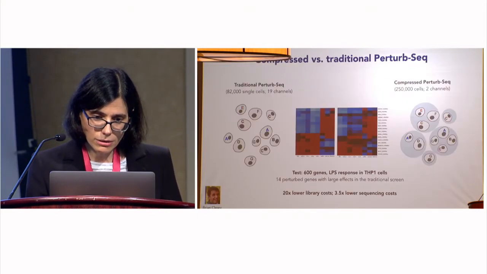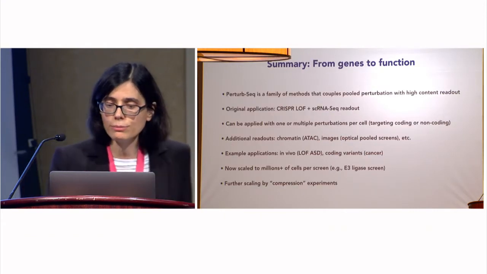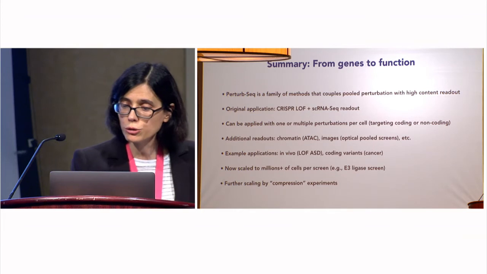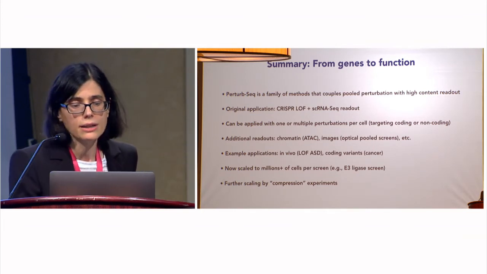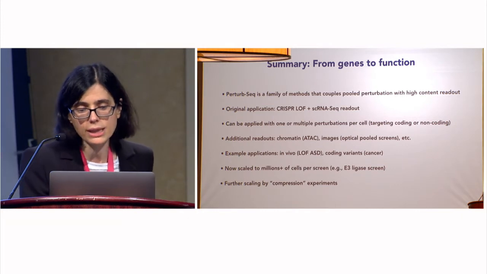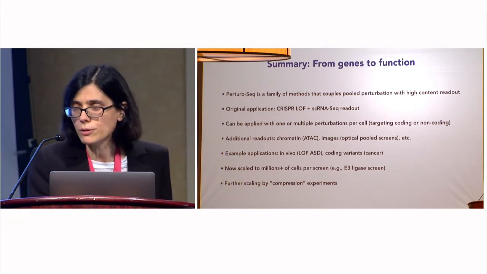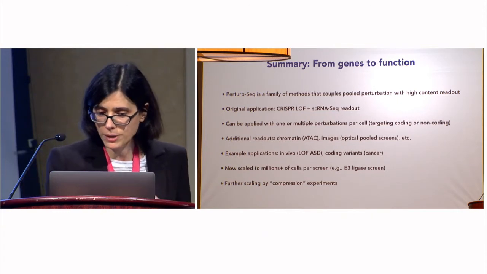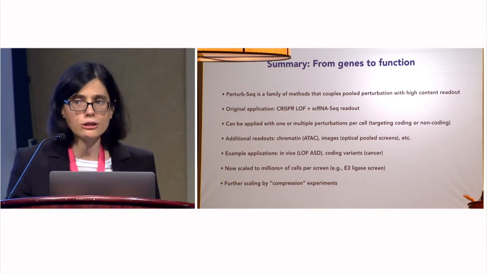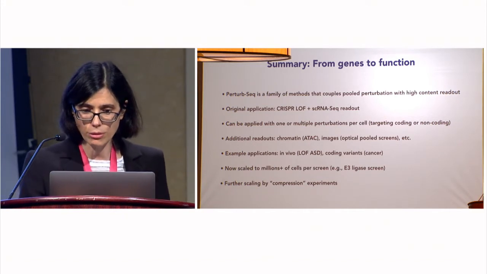I want to make only my closing points. So first of all, Perturb-seq is a family of methods that couples perturbations with high-content readouts. The original application was with CRISPR loss of function. We can apply it in vivo. We can apply it for coding variants. We can apply it with other types of readouts, like ATAC-seq or with optical readouts of cells, and it can actually scale, for millions of cells, and to start going after combinations.